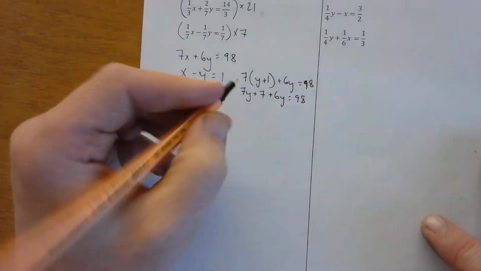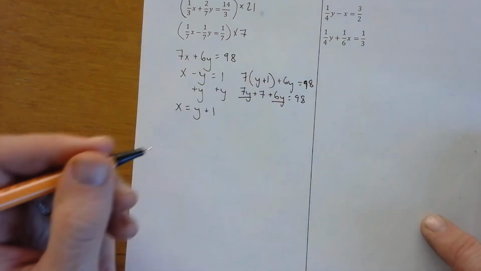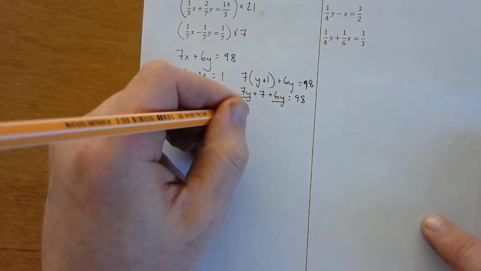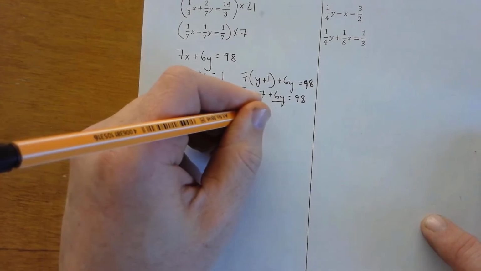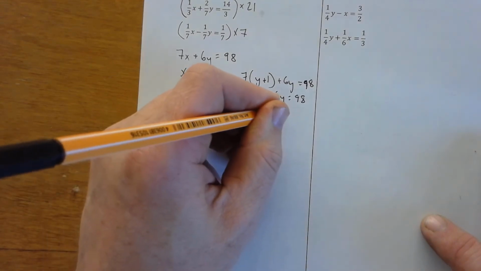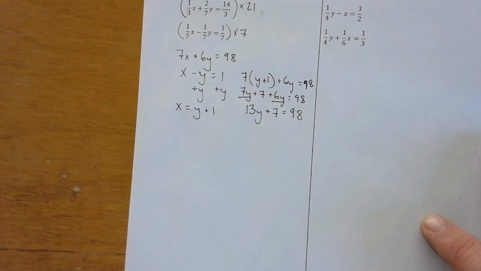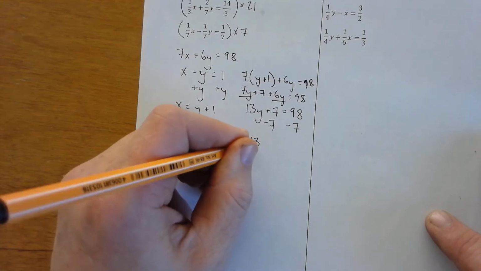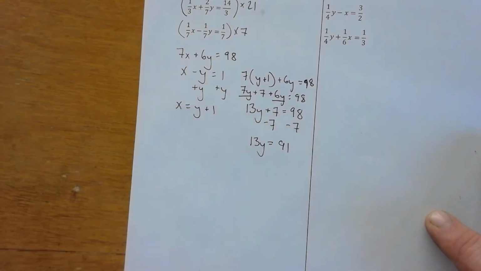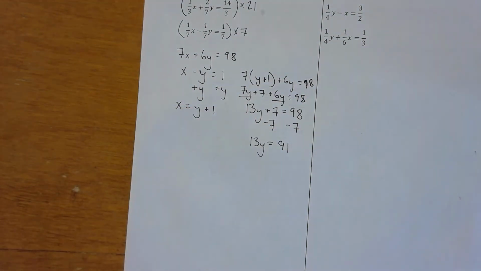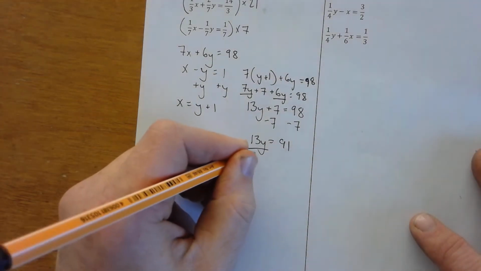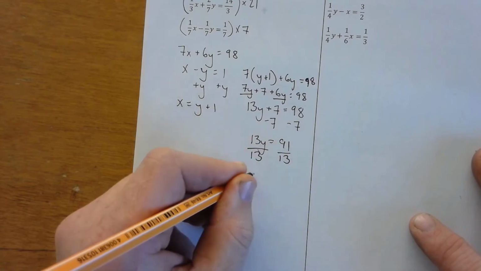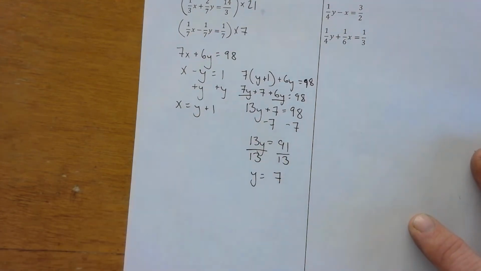At this point, I like to group my like terms together. So 7y and 6y is 13y. So 13y plus 7 is 98. Then I'm going to subtract 7 from both sides, and I get 13y equals 91. And 91 divided by 13, so I'm going to divide everything by 13, and I get y equals 7.